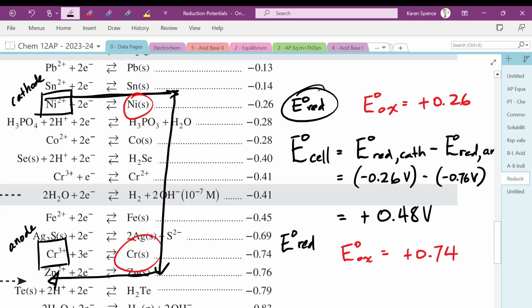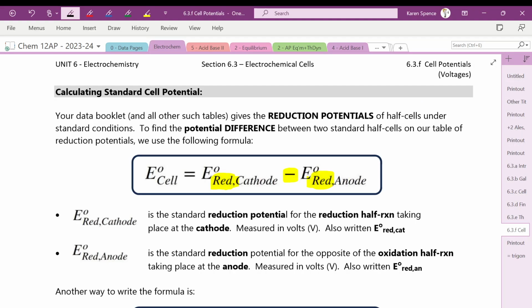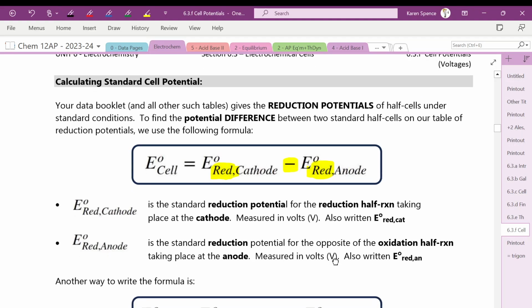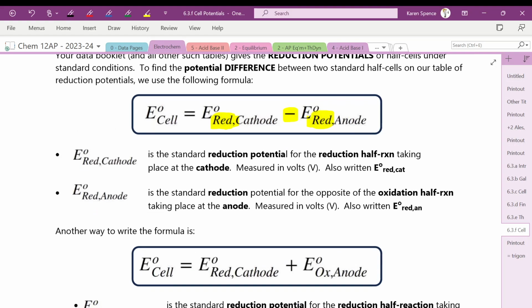Did you have a question? Yes, you're right. I keep doing it here. 7.4, which would make this 0.46. There we go. Thank you. Okay. So that's formula number 1.